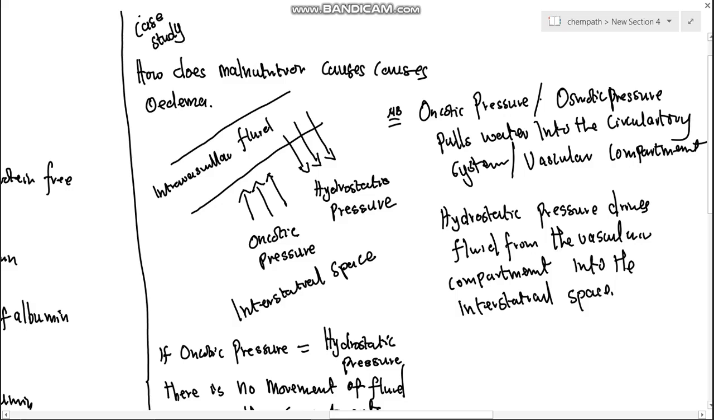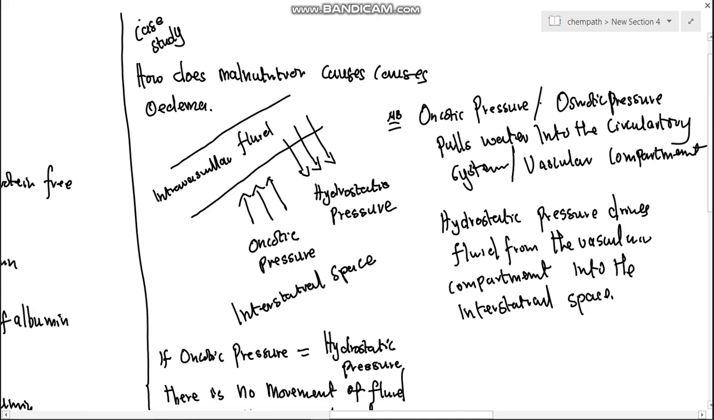So when there is malnutrition, or when someone is malnourished, what happens is that there is a decrease in albumin, or there is hypoalbuminemia. And once there is a decrease in albumin, we know what will happen here. Albumin constitutes about 75 to 80% of the plasma oncotic pressure, meaning that when there's a drop in albumin, there's a drop in plasma oncotic pressure. And once there's a drop in plasma oncotic pressure, there's an increase in hydrostatic pressure. So the hydrostatic pressure drives fluid from the vascular compartment into the interstitial space.